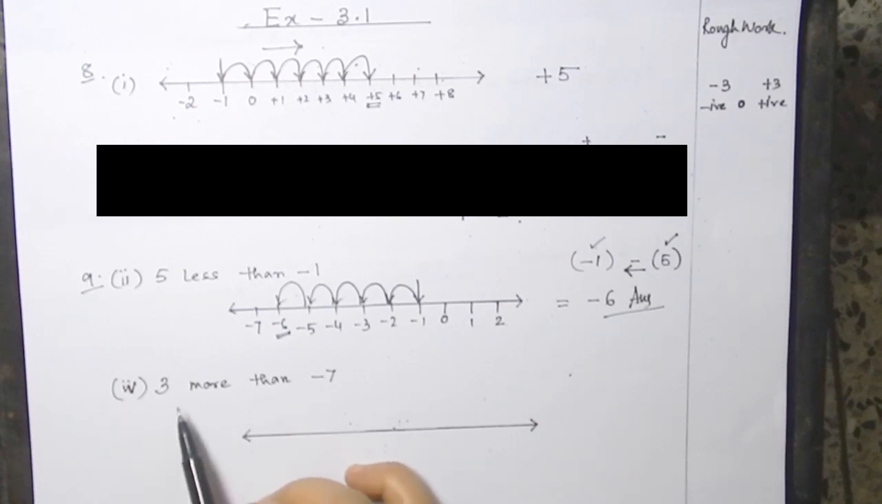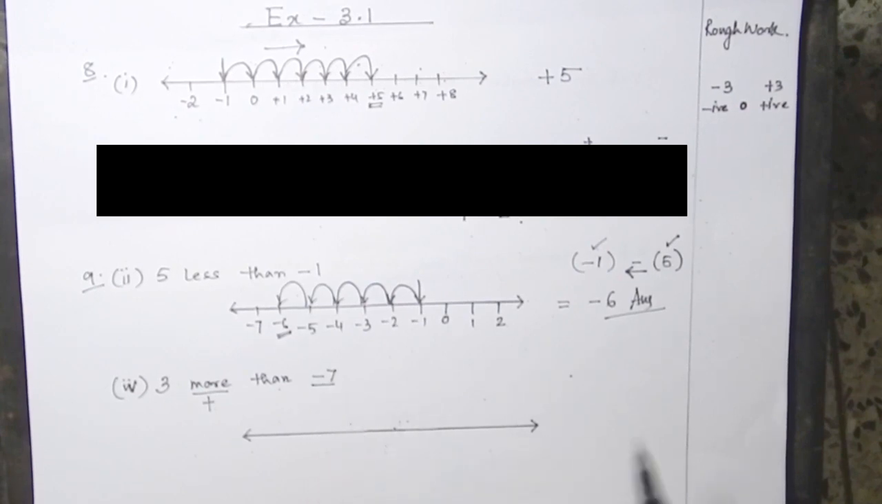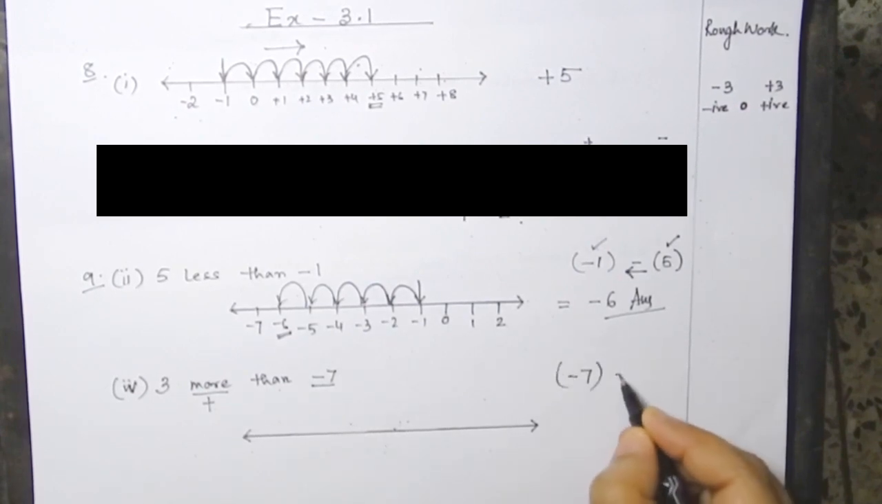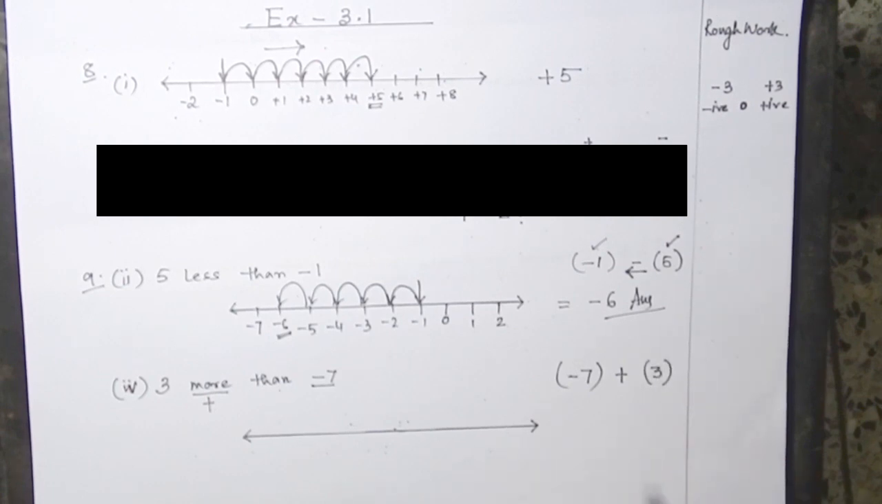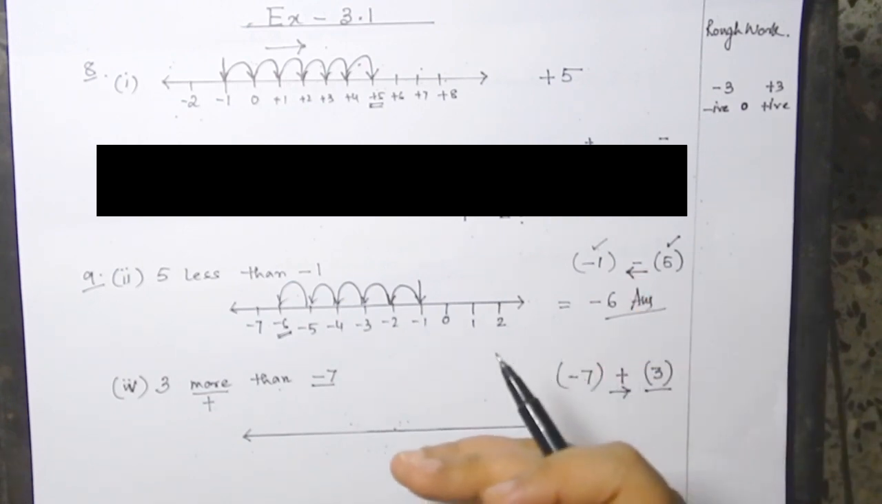So my answer is minus 6. 9 subpart 4. 3 more than minus 7. I repeat, 3 more. More means addition, than minus 7. So I will start from minus 7 and I have to add 3 units to it. So I will move 3 times towards the right. Why towards the right? Because I am adding. Adding means increase. Increase means the answer will be greater. So greater numbers are towards the right. So plus means move towards the right. Minus means move towards the left.